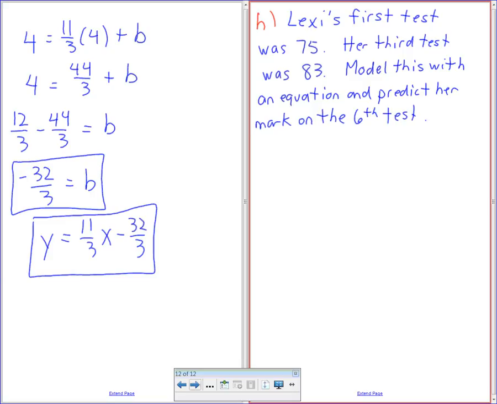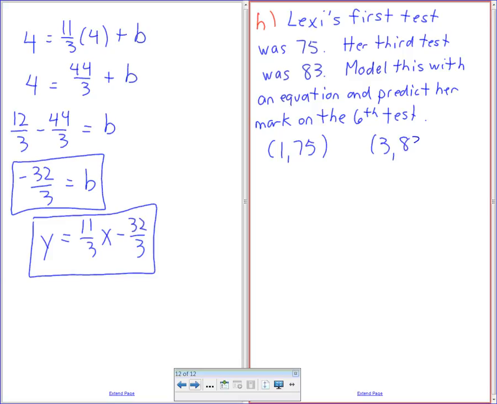Okay, you're probably thinking to yourself, this looks nothing like what we just did. We're going to actually make points here. I'm going to say x is going to be the number of tests and y is going to be her mark. So how would you say the first test is 75? We did this in unit 1. How do I make a point out of that? So it'd be (1, 75). Good. Can somebody tell me how I say her third test was 83? Alistair, go. (3, 83). So now we have 2 points.